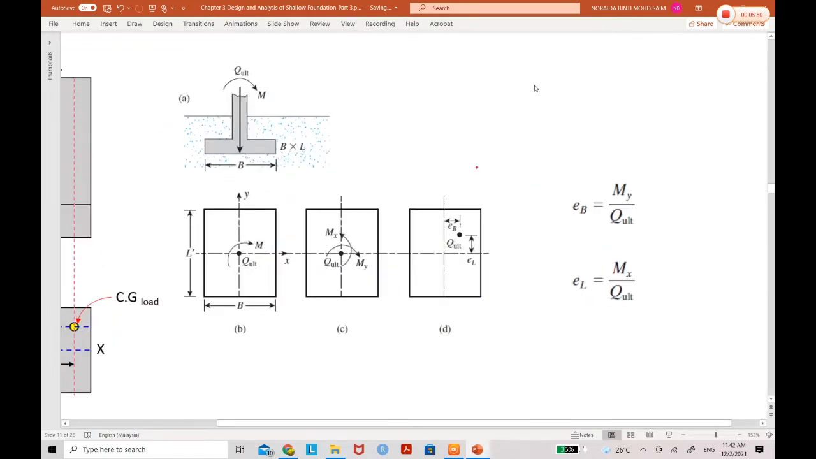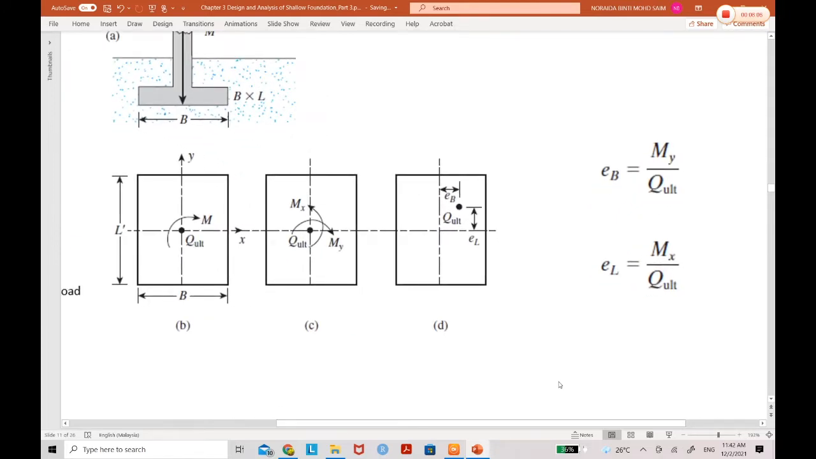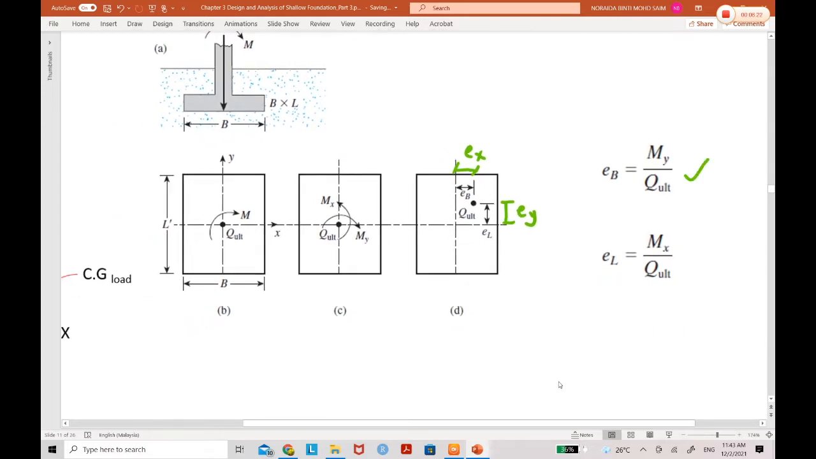Besides labeling it as ex and ey due to the directions of x and y, it can also be labeled as eb and el. eb is the eccentricity in the width direction, which is also the ex. And el is the eccentricity in the length direction. L is for the length, which is in the y direction. The eccentricity can be determined from this equation, due to the moment over the load, for both directions, y and x.